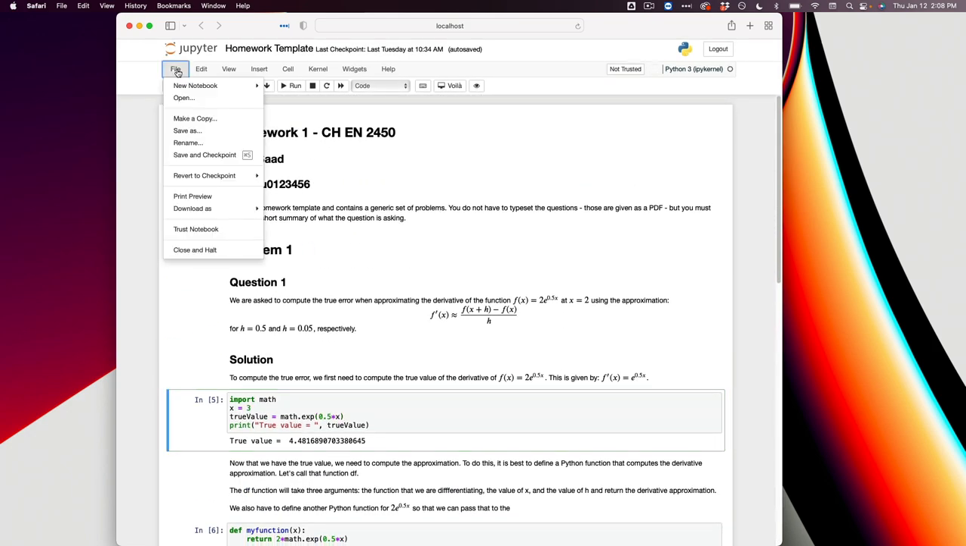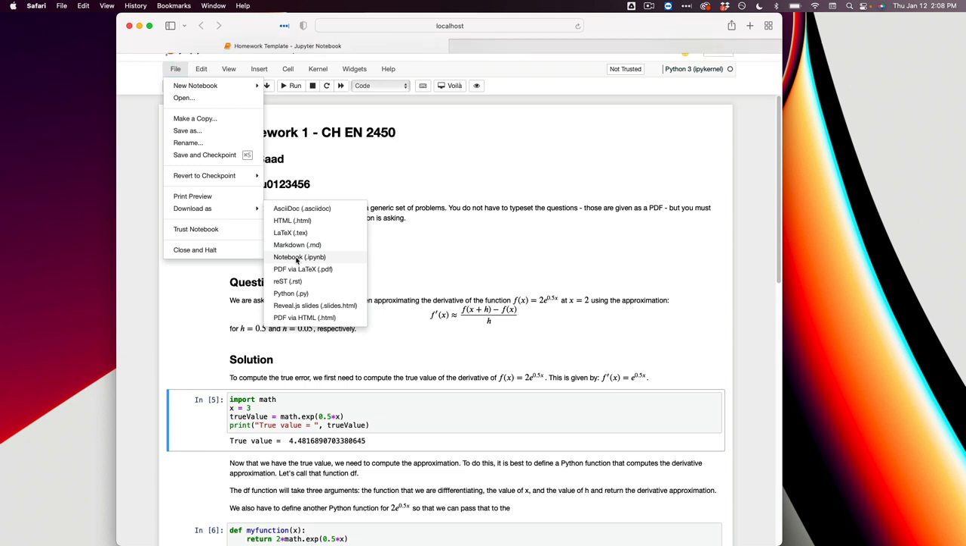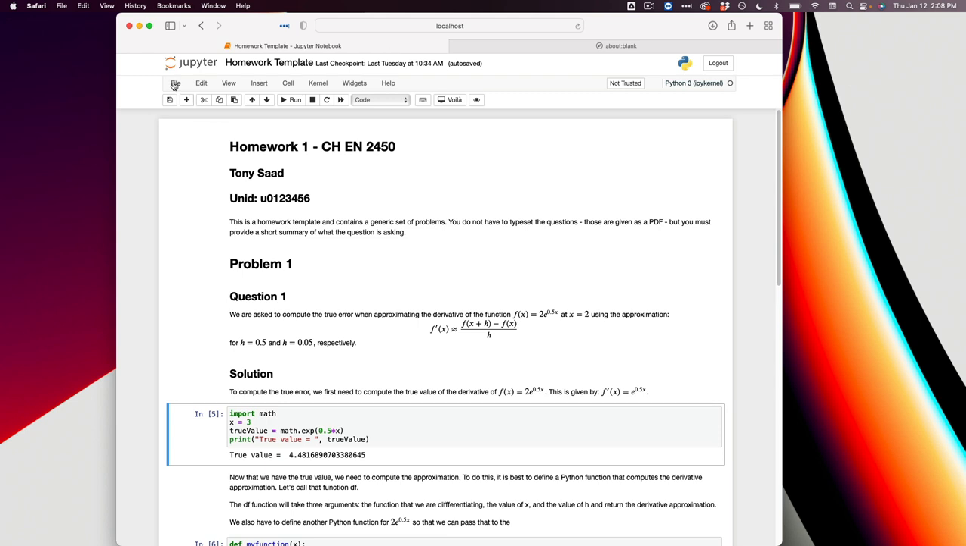Two things. File, Download as, Notebook. You see this .ipynb extension? That stands historically for IPython notebook. These Jupyter notebooks used to be called IPython notebooks, just like iPod or iMac. Initially, in about 2013, they were quite unique at the time, and the extension stuck. So you download that notebook file into your downloads folder, or you can browse your directory to where that file is and copy it. That file needs to be submitted to Canvas.